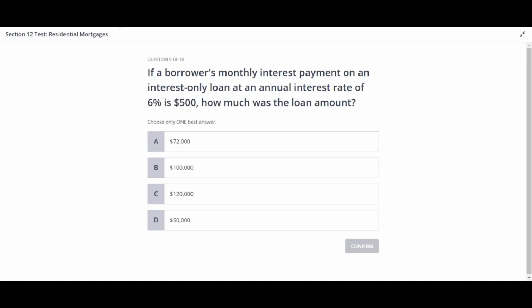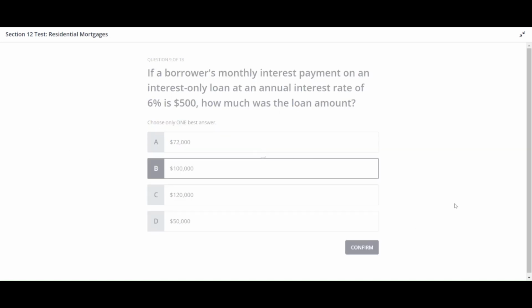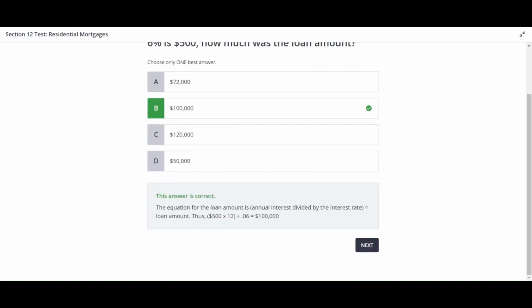I hope you have your answer ready. So the correct answer for this question is going to be option B, $100,000. The equation for the loan amount is annual interest divided by the interest rate equals loan amount. Thus, $500 multiplied by 12 divided by 0.06 equals $100,000.